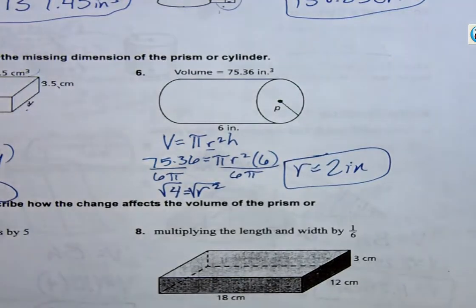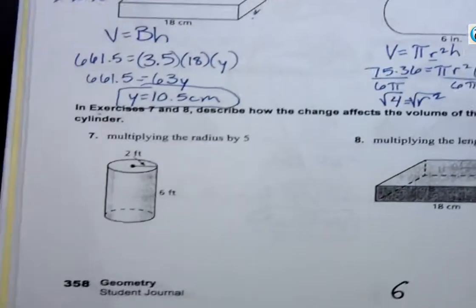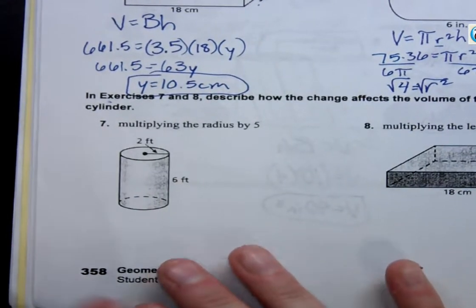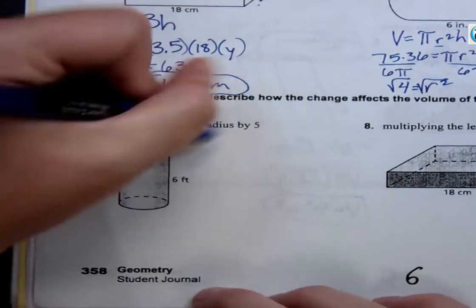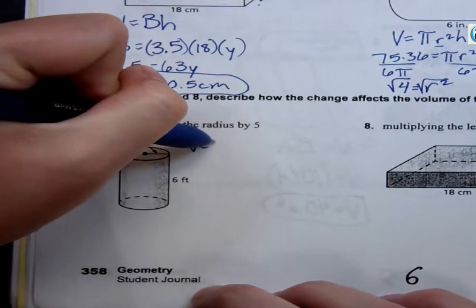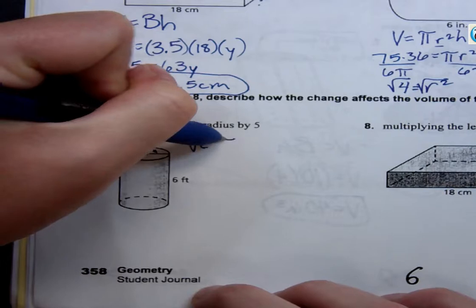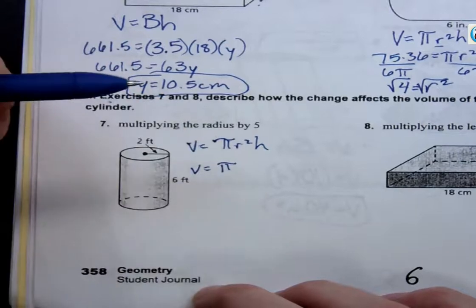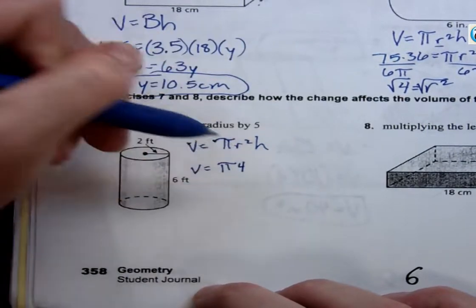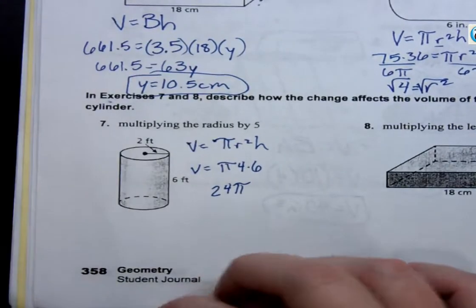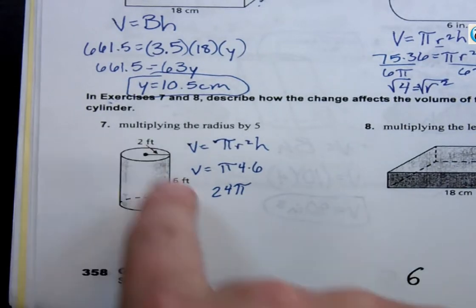Alright, so I'm going to show y'all these down here. It's asking to describe how the change affects the volume. So if you multiply the radius by 5. Okay, so let's find the volume. Pi r squared h. You can plug these numbers in. Pi times the radius squared, which is 4, times 6, so 24 pi. Okay, that is when the radius is 2.